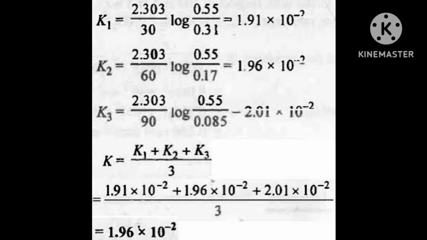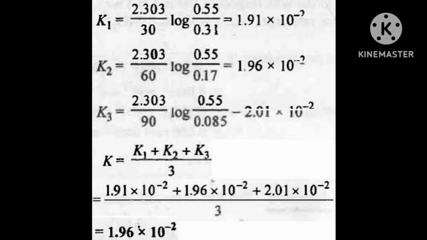Now in the third case you will get 2.005 into 10 to the power minus 3. Now see the result. 10 to the minus 3 is common in all, and K value is in first case 2.004, in second case 2.002, in third case 2.005, almost constant, because 10 to the power minus 3 in all three cases.